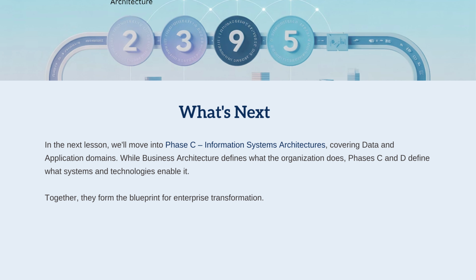Great job, completed Lesson 4, Phase B, Business Architecture. You now understand how to model business capabilities, value delivery, and transformation roadmaps, the true foundation of enterprise architecture. In the next lesson, we'll dive into Phase C, Information Systems Architectures, covering both data architecture and application architecture.